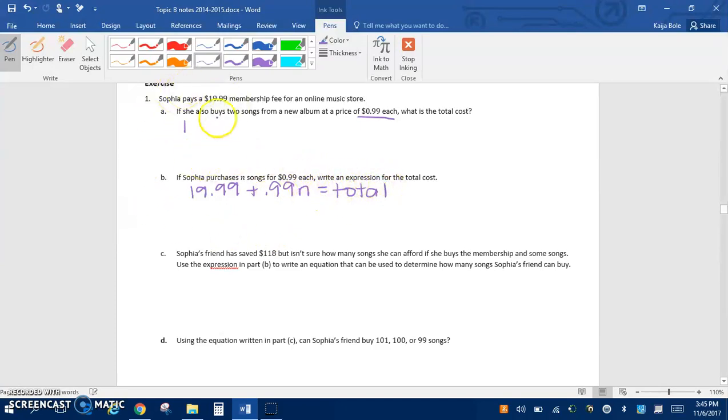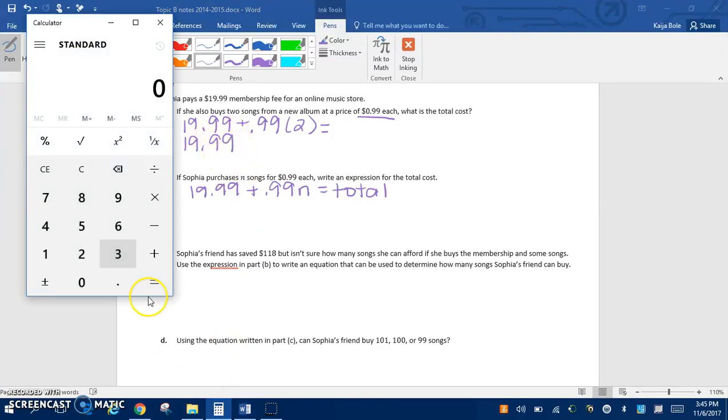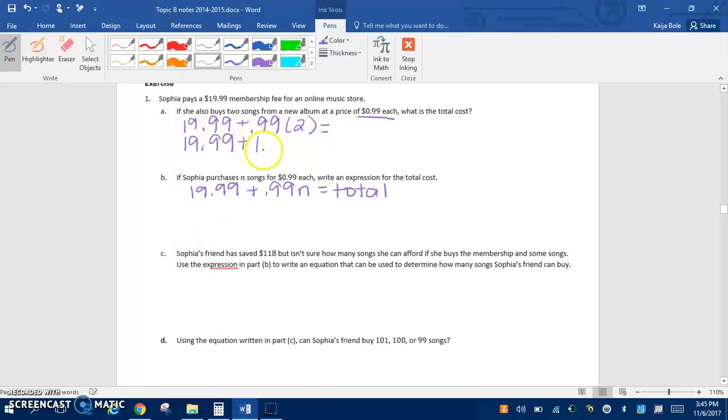Alright, this will now help us with part A. So we bring this back up here, $19.99, and we know that she buys 2 songs, so 0.99 times 2, and we're looking for the total cost. So we have $19.99, and you guys can do this part in the calculator. So it'd be 0.99 times 2, which is $1.98, so plus $1.98. And when you add those together, you get $21.97. So we can say the total cost is $21.97.